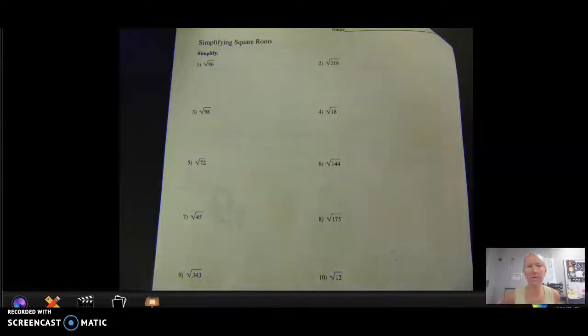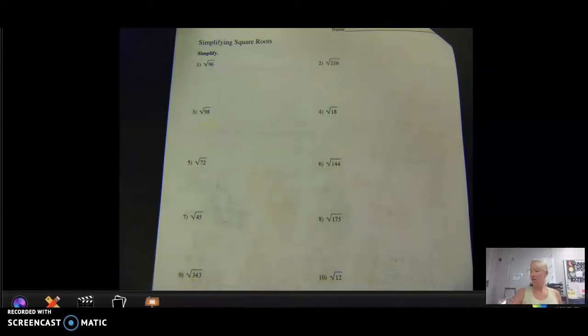Hi guys, we're going to go over simplifying radicals and square roots a little bit more in this video. And I also wanted to talk about the use of a calculator and how it is appropriate to use it during these types of questions and how it is not appropriate to use during these types of questions.